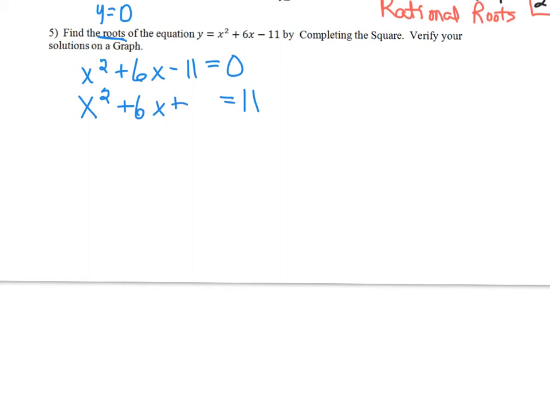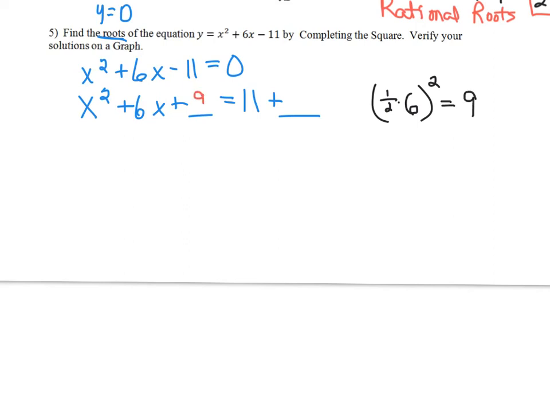I want to figure out what I have to add on to both sides of the equation. So I go off to the side and say my b value is 6. I want to take half of 6 and then square it. So half of 6 is 3. 3 squared is 9.